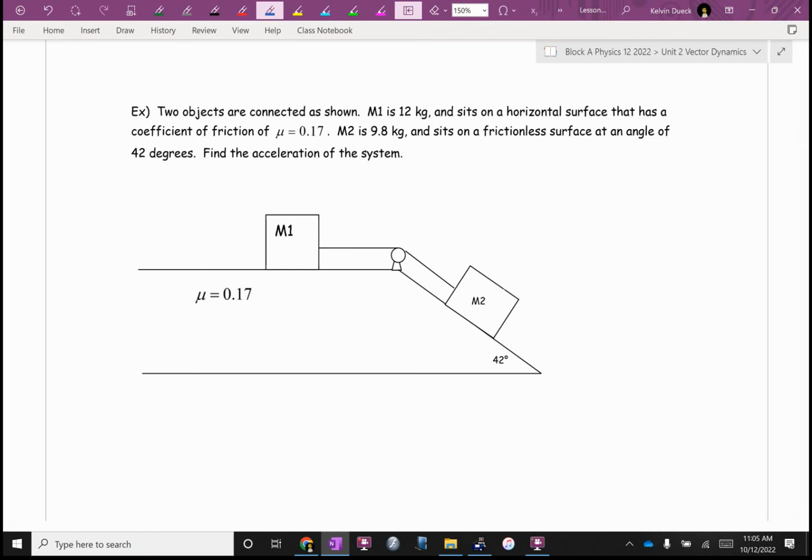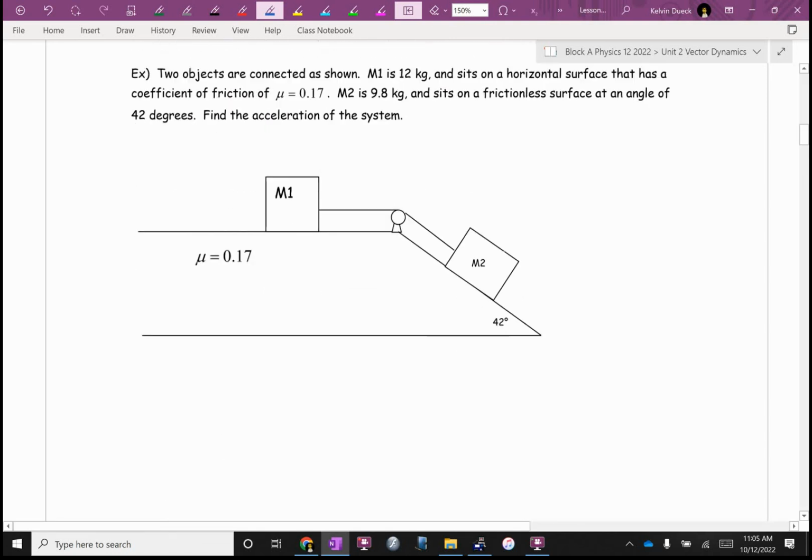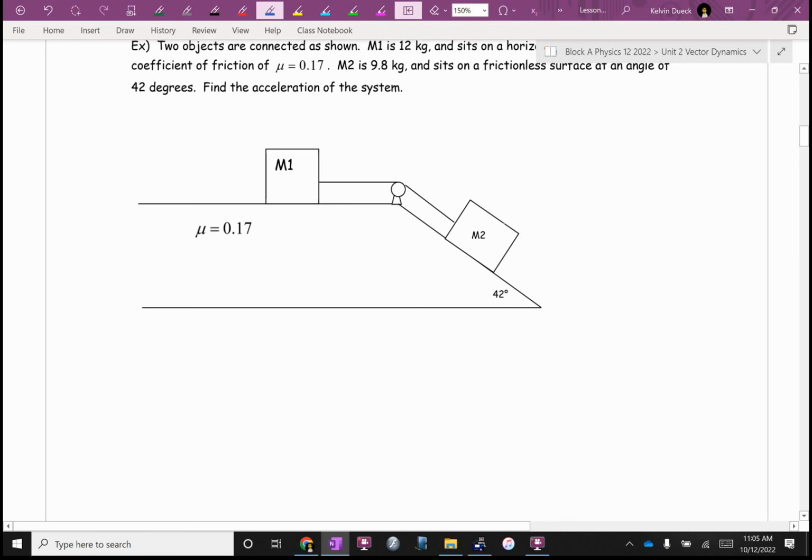Okay. Claudie, what does this want me to find? Is there a part B, find the tension? Oh, there is. Good. Okay. Talk to me. Oh, free body diagram. Oh, you're already getting it to me. Good. Okay. On M1, what are the forces acting on it?